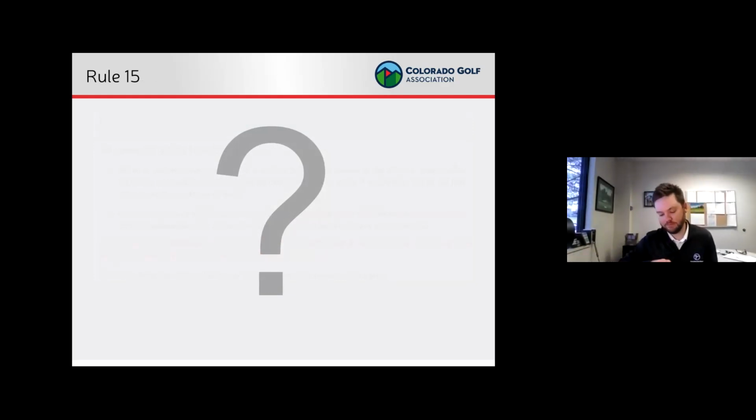Yep. There's one in here from Wendy about 15.1. The ball at rest on a big leaf on the putting green. Are they allowed to remove that leaf? If it's allowed, where to replace the ball? If it's not allowed, which rule prohibits it?